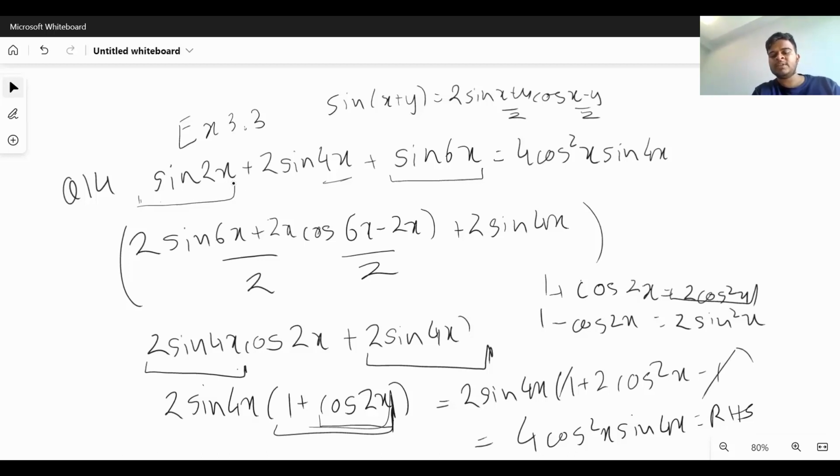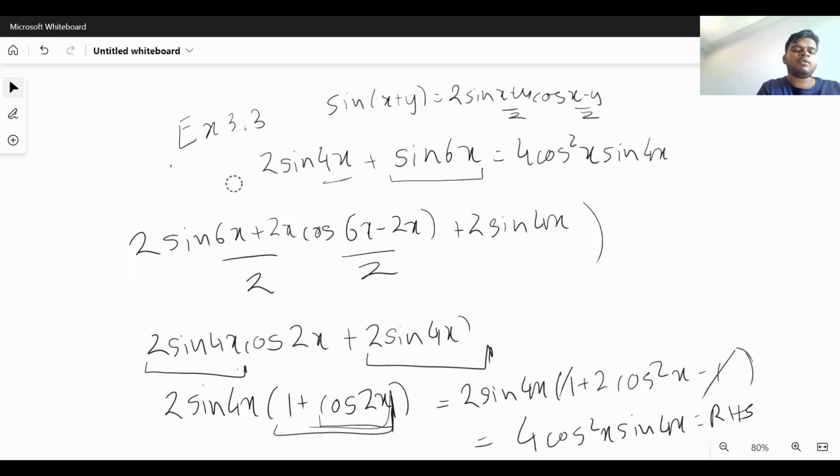This is knowledge that you gain as you solve many questions, and you should try and inculcate it into practice, right? Moving on, we move on to the 15th question.